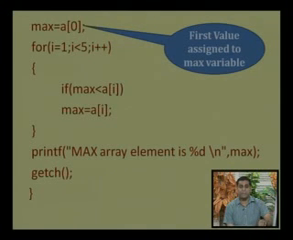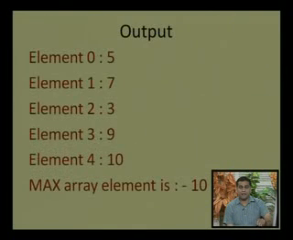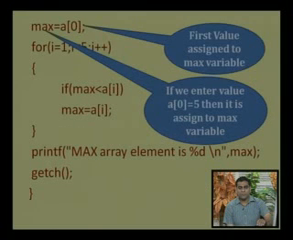Now see the printf: Maximum array element is %d\n, max. So what will happen here? It will print the value 10 here. That is, the max array element is 10. So here is the main point.